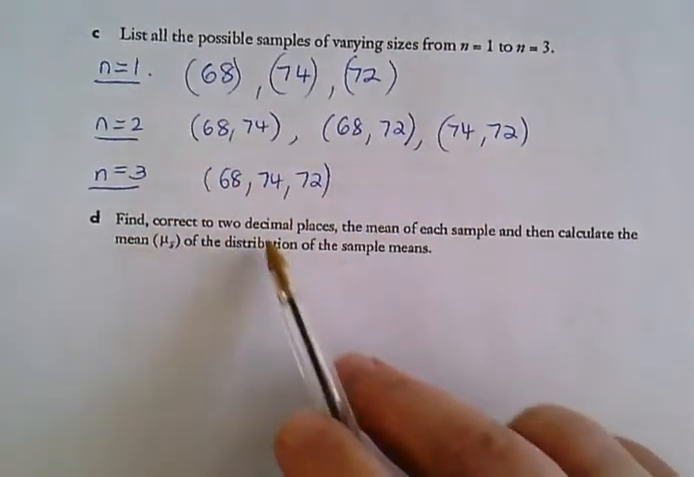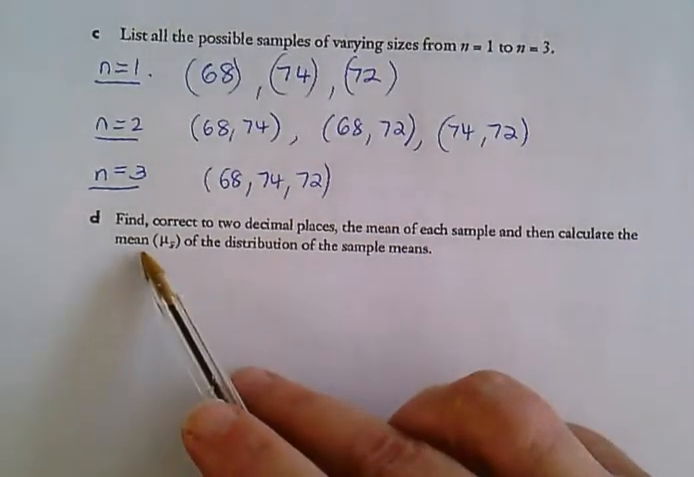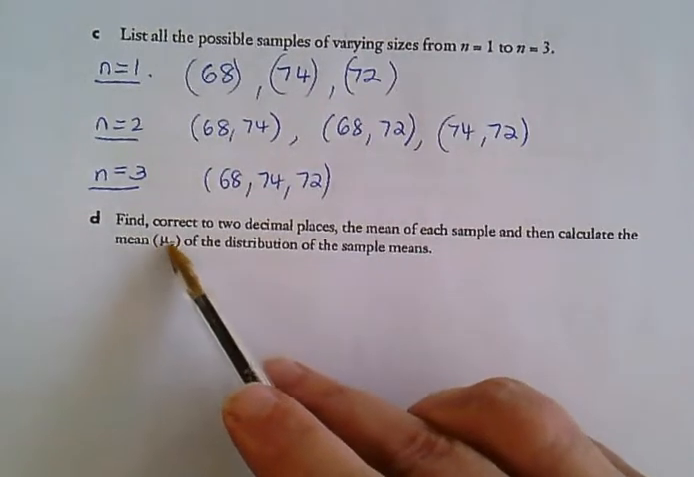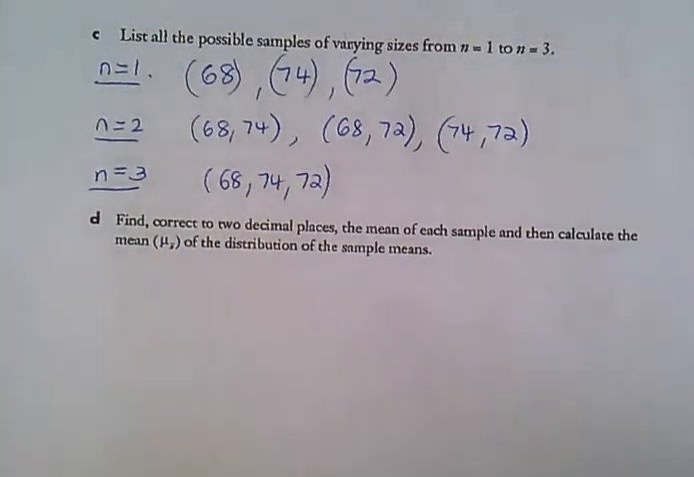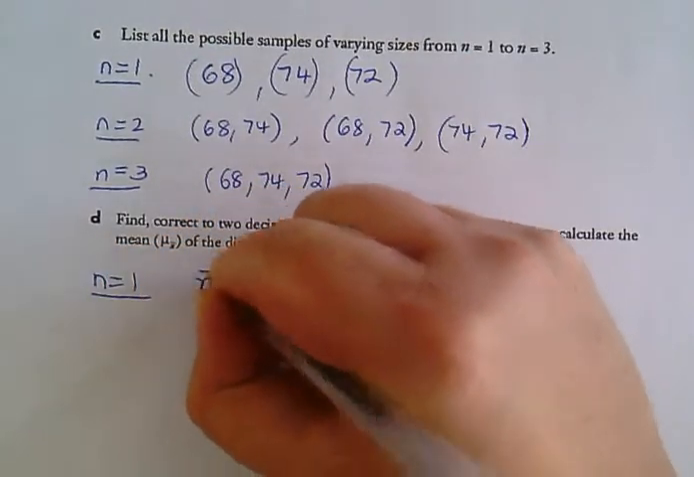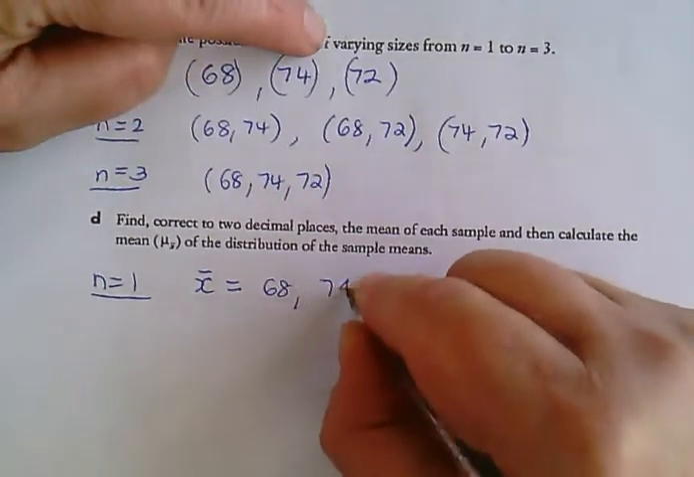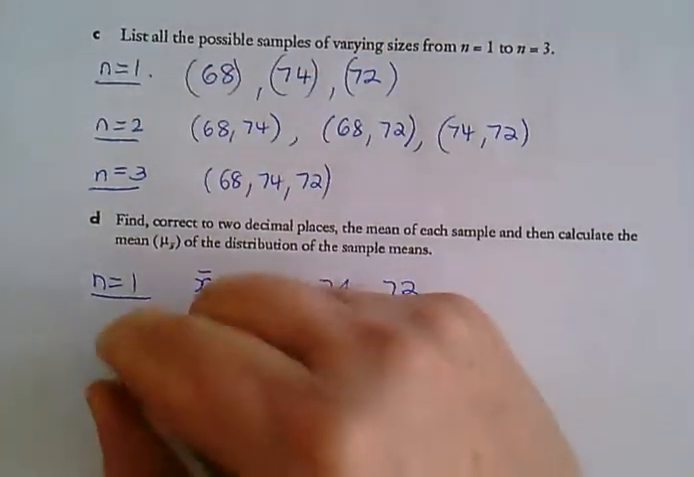Part D, find, correct to 2 decimal places, the mean of each sample, and then calculate the mean, which is mu x bar, of the distribution of the sample means. So for n equals 1, our means are, well, that's just a mean of 68, that's a mean of 74, and that's a mean of 72.